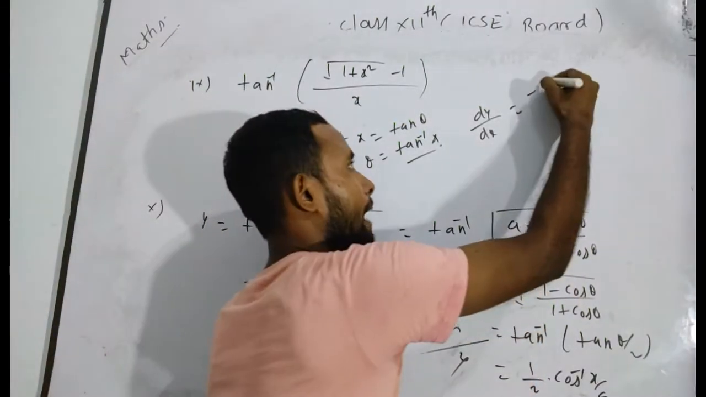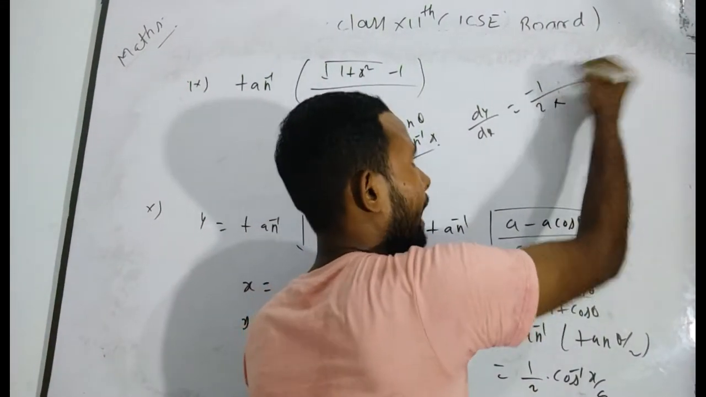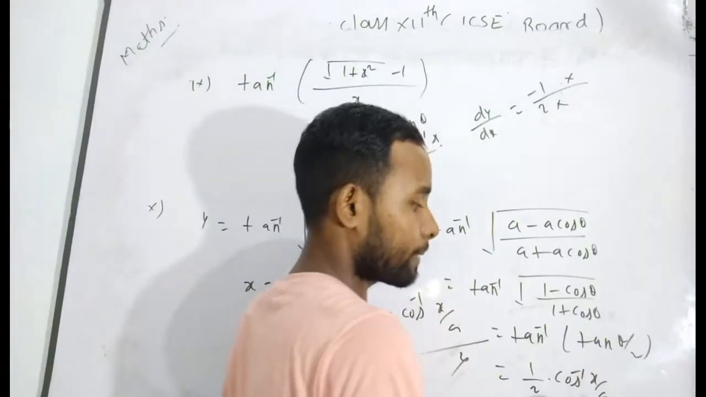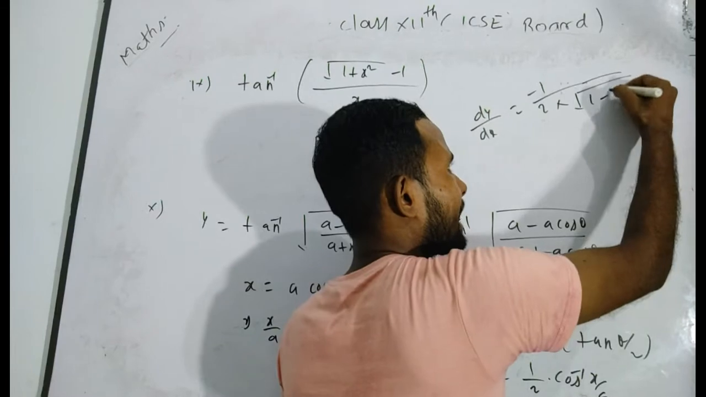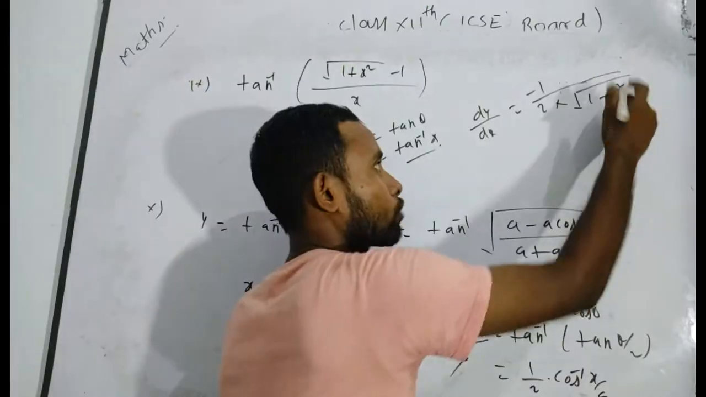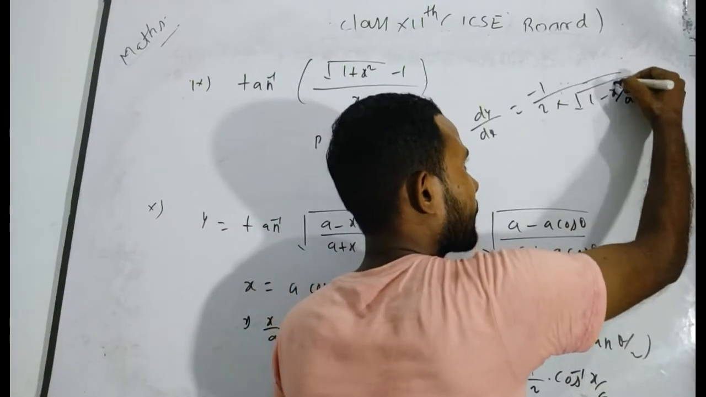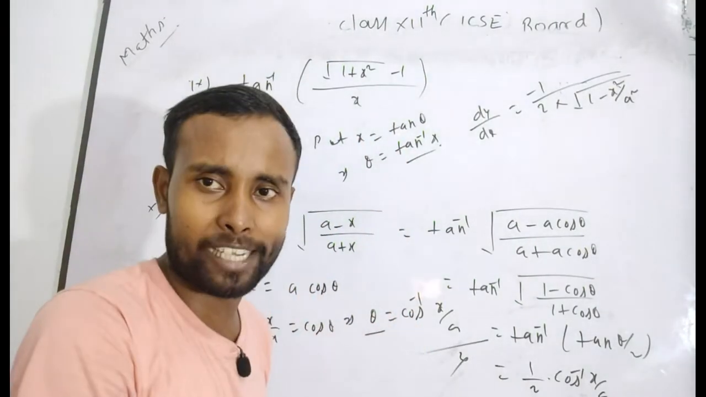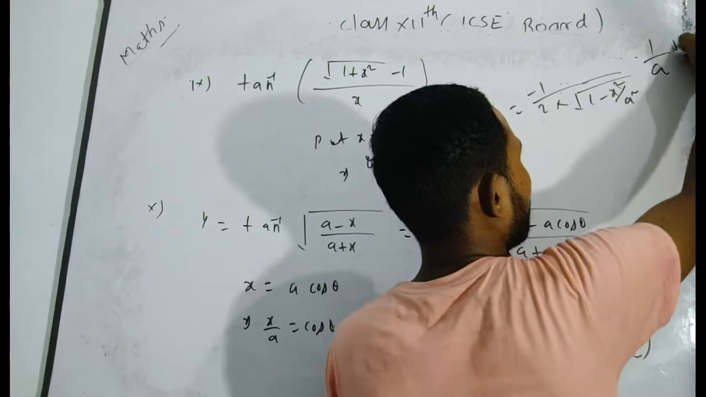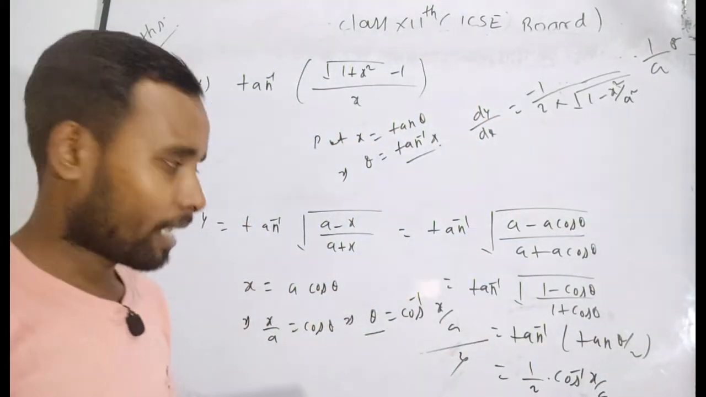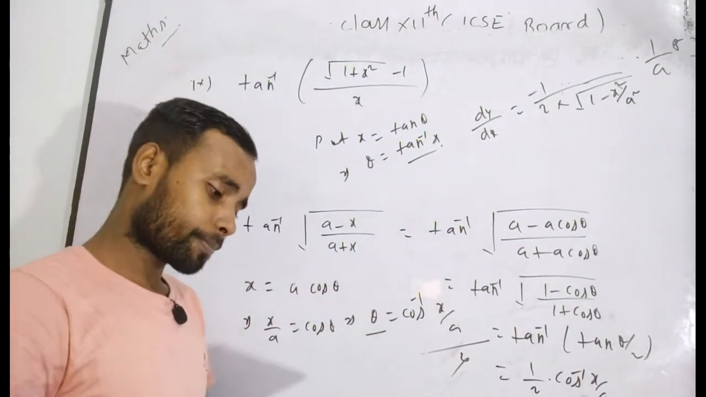In that case it will be minus 1 upon 2 into minus of this derivative of cos inverse divided by root under 1 minus x square by a square. Firstly I have differentiated this function with respect to x by a, again differentiate x by a with respect to x, it will be 1 upon a. This is your correct answer of this question. I think you understand very well.